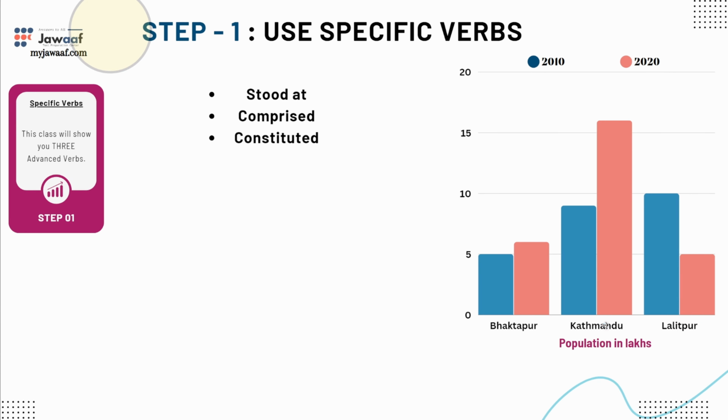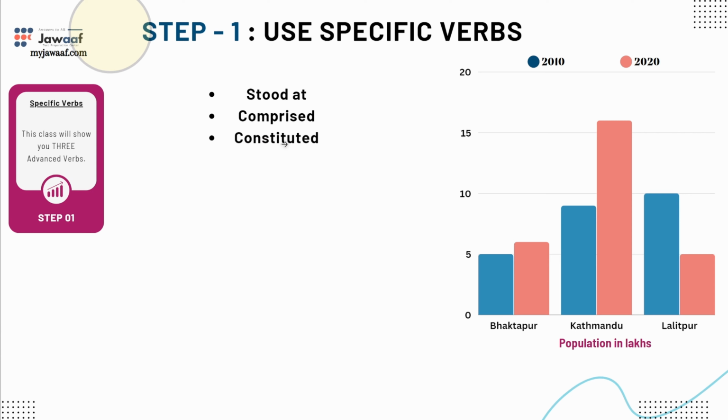Kathmandu is the capital of Nepal, but you do not need to know this. And these numbers 0, 5, 10, 15, 20, these are population in lakhs. That means it is 5 lakhs, 10 lakhs, 15 lakhs, 20 lakhs. So you can see that in case of Bhaktapur, in 2010, the population was 5 lakhs, right? And in 2020, it was, let's say, between 5 and 10. We cannot say it's 5. Here you have a line. It's above the line, so it may be 6 lakhs, right? So how do we write this? That is the issue. And we need to use verbs like stood at, comprised, constituted.